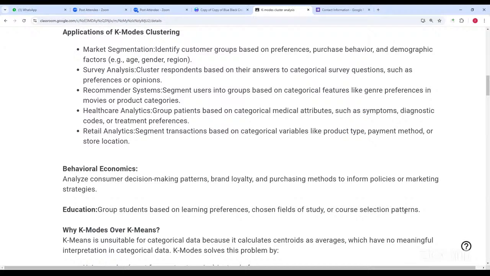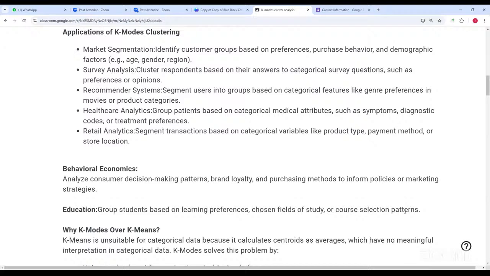Next, survey analysis. Cluster respondents based on their answers to categorical survey questions, such as preferences or opinions. Recommender systems segment users into groups based on categorical features like genre preferences in movies or product categories.